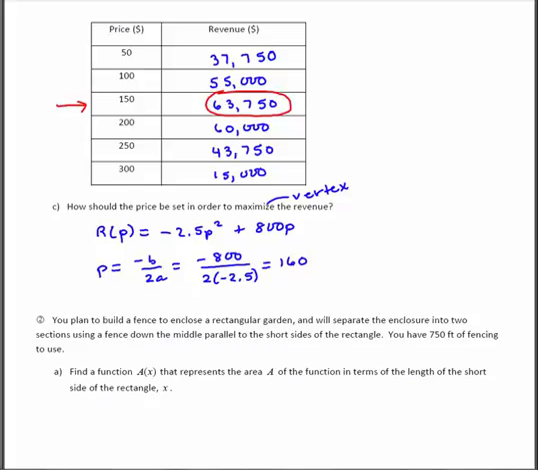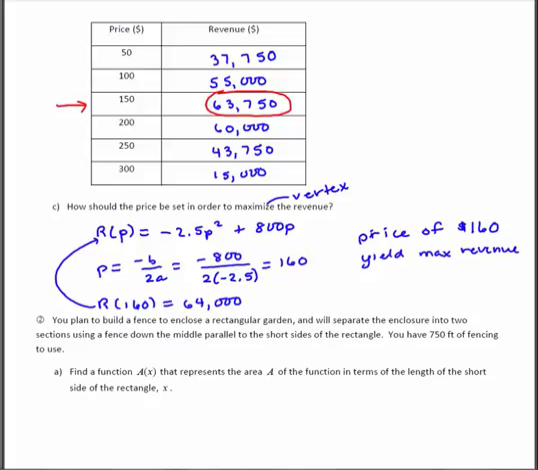If I want to know what the revenue itself is, I'll just plug that 160 in for P in that equation. I ran through those numbers and I actually got 64,000 when I did. So the price should be $160. And that will yield the maximum revenue of $64,000.